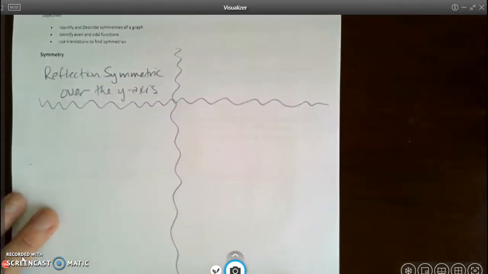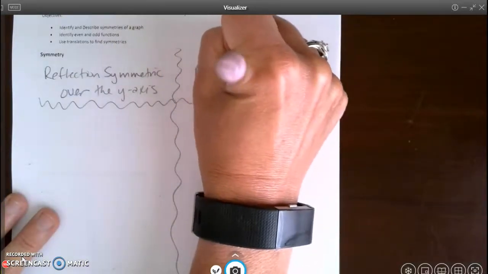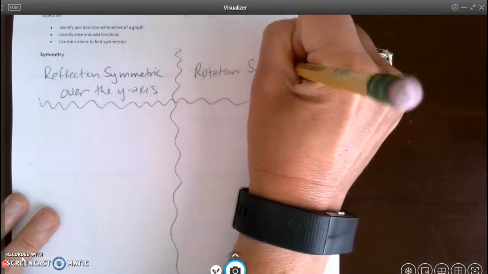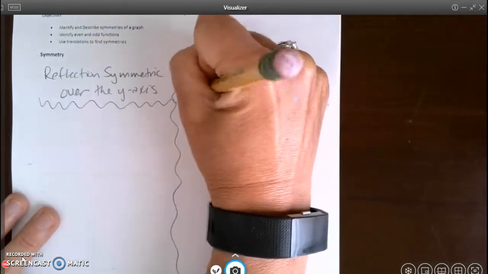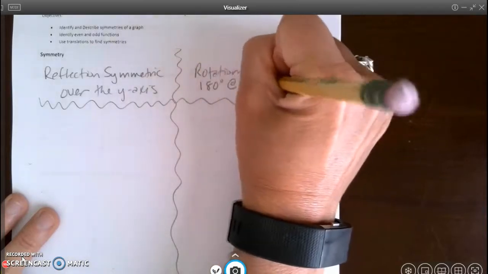And my other type of symmetry is rotation symmetric 180 degrees around the origin.